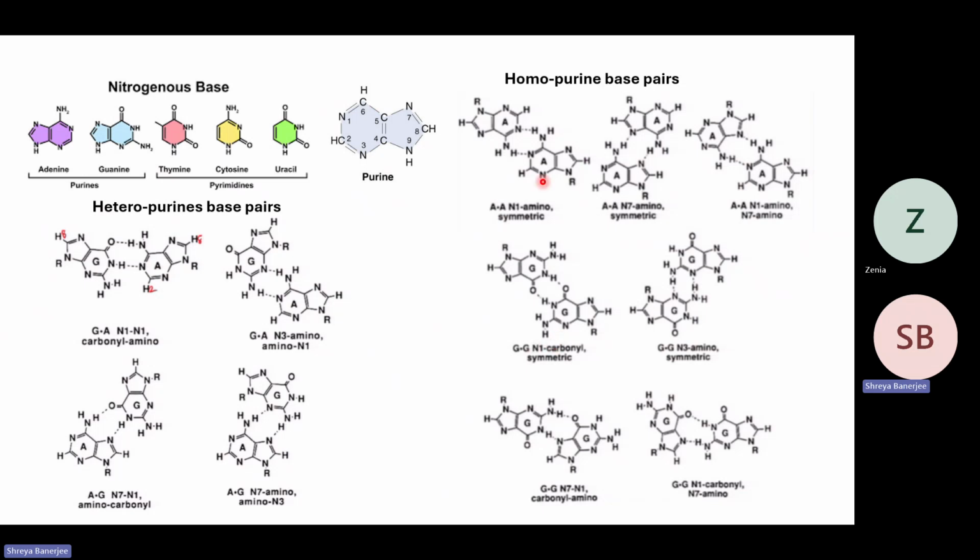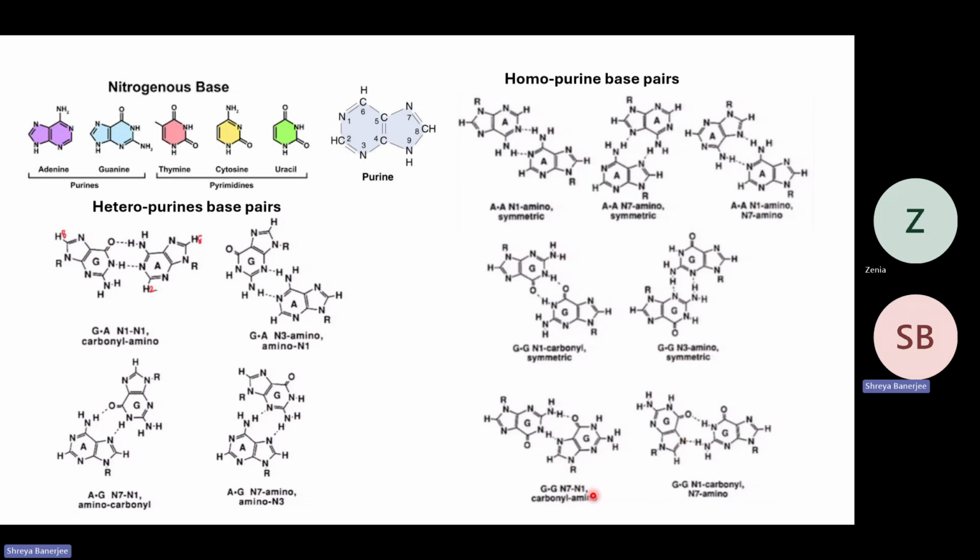Then you can have GG, which is again homopurine because G is the other purine. Here you can have N1 carbonyl. So N1 to the carbonyl of the other G, and again N1 to the carbonyl of the first G. So it is symmetric. Then N3 amino. So N3 of one G to the amino of the other G, and N3 of the other G to the amino of the first G. This is also symmetric.